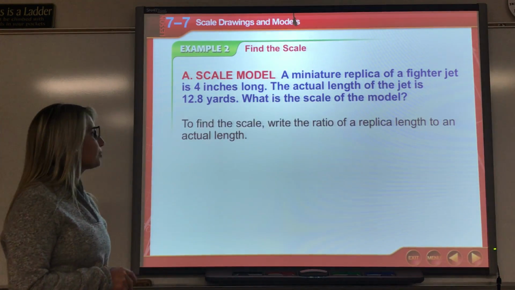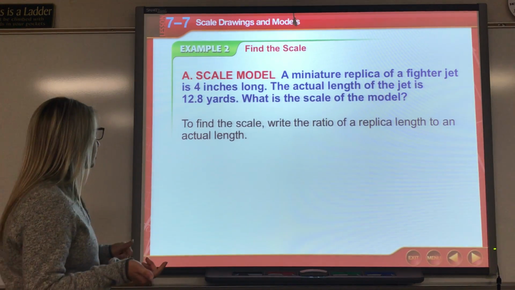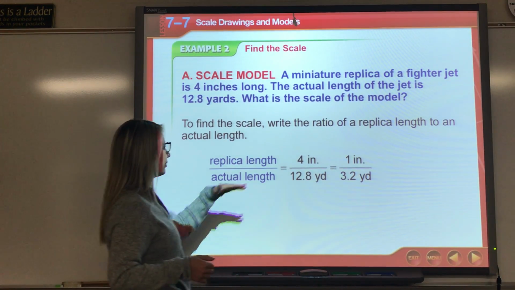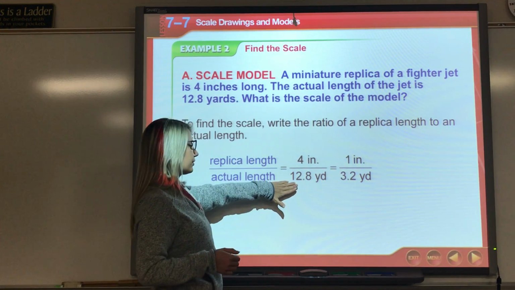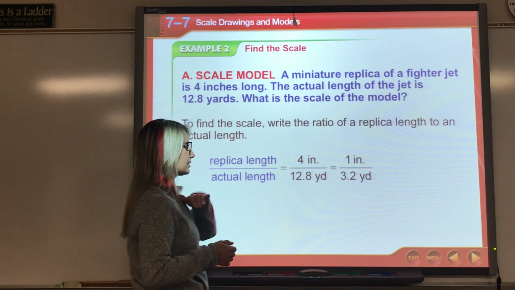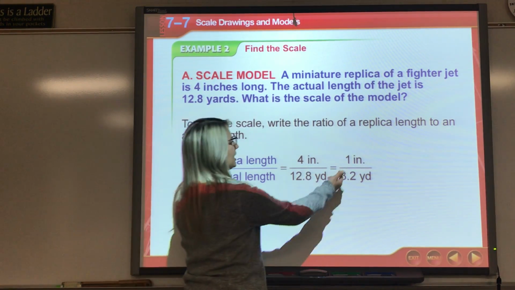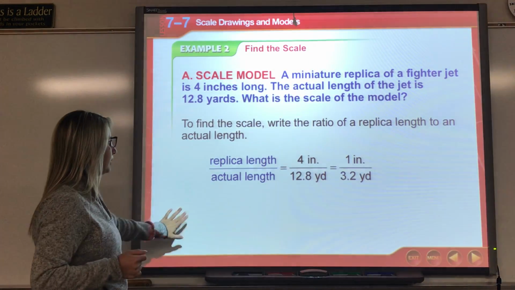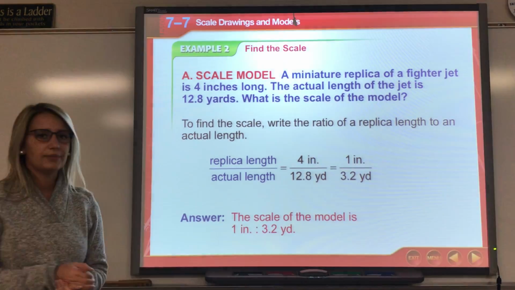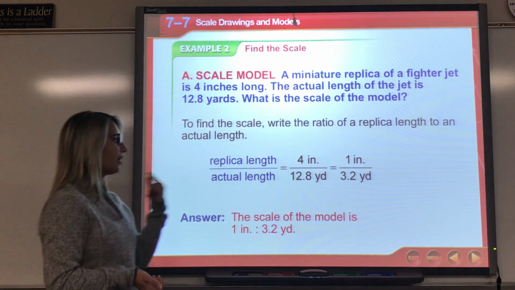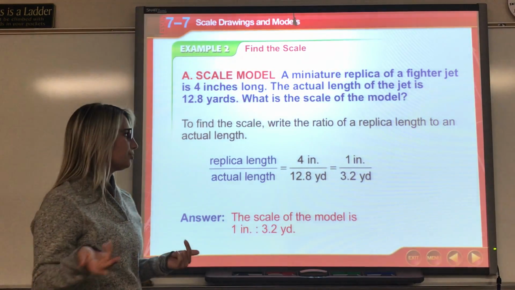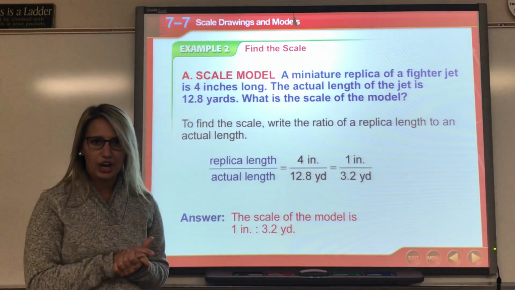To find this, we have to write the ratio of the replica to the actual length. So we go ahead and set that up. We have 4 inches over the 12.8 yards. When we simplify that down, we get 1 over 3.2 yards. And that's the scale. So for every 1 inch of the replica, we have 3.2 yards on the actual jet.